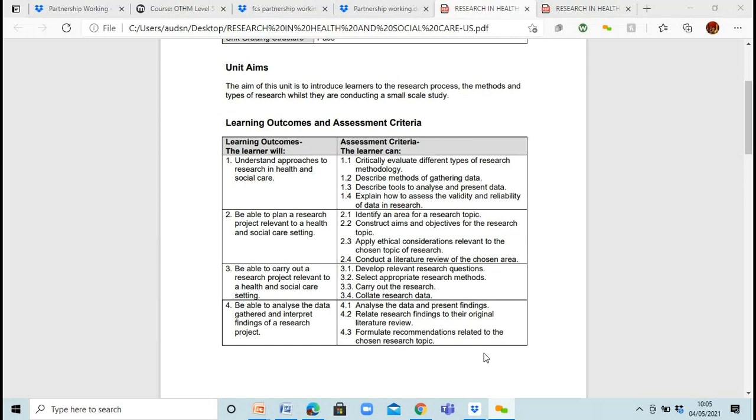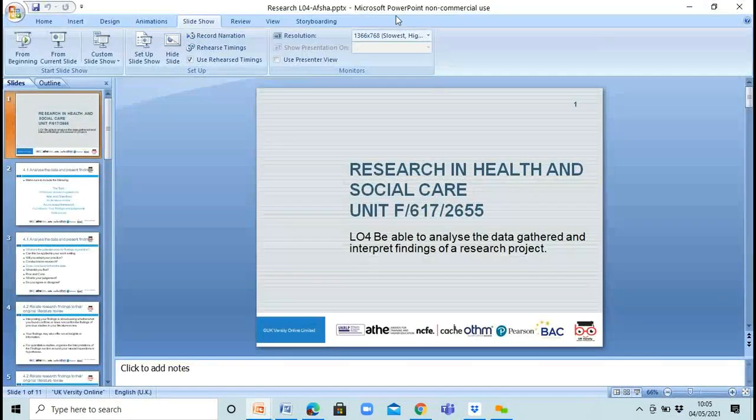So 4.1 is analyze the data and present findings. 4.2, relate research findings to their original literature review. And then 4.3, formulate recommendations related to the chosen research topic area. Now, you'll probably see a lot of the things that we've gone over in the last 2 sessions anyway here, because they do seem to follow the same trend. So you're probably very familiar with what we're going to do now anyway.